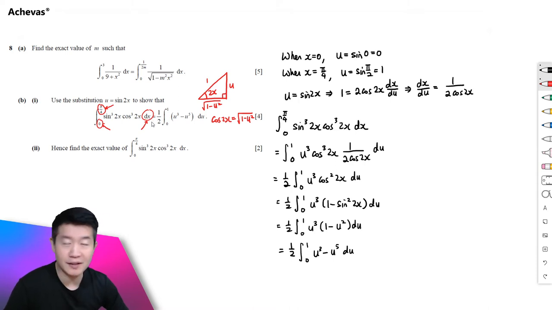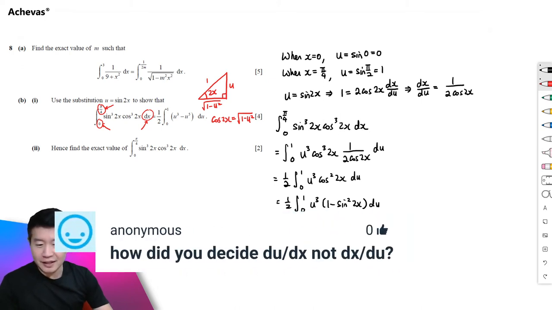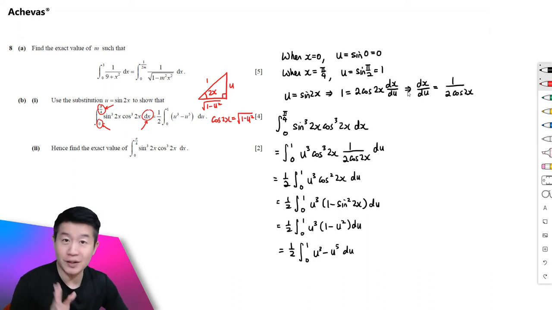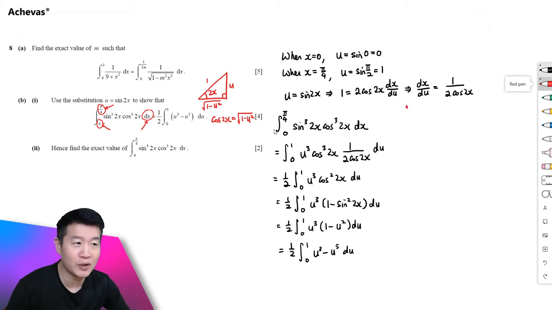Somebody asked, how do I decide whether I want to do a du dx or dx du, correct? For me, I have a default. My default is to always go for dx du. That means it is not necessary, but my personal default is to always go for dx du, because I'm replacing dx, right? So I'll always go for dx du so that the dx can be in the numerator. So it is easier for me to see that this is as if it is going to be this.